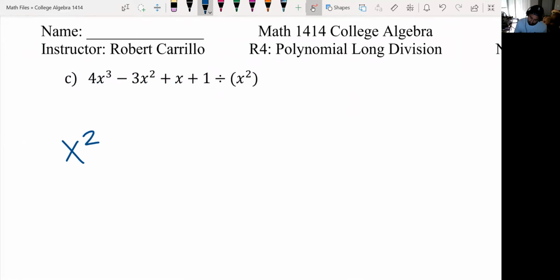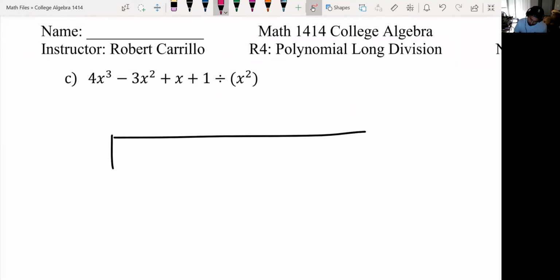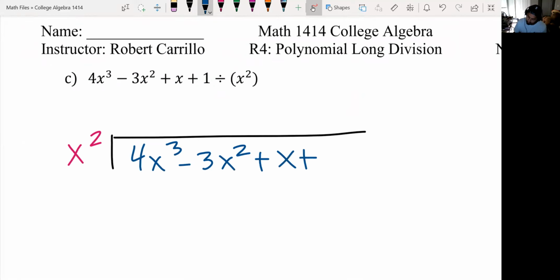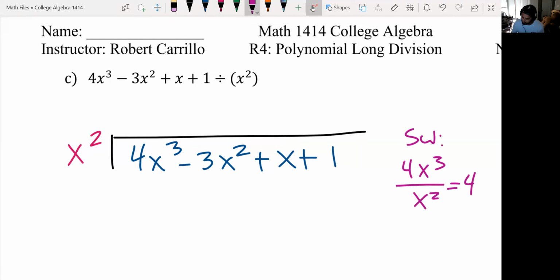X squared, division symbol, that should be in red. And then 4x cubed minus 3x squared plus x plus 1. Side work. 4x cubed over x squared gives me 4x. That'll go right there. And 4x times x squared gives me 4x cubed.